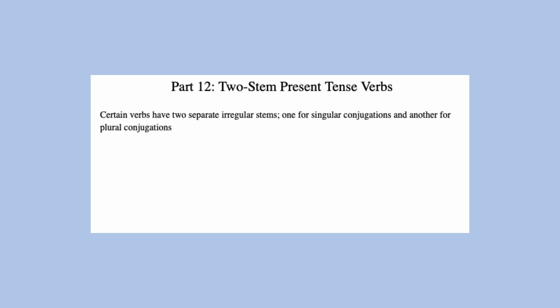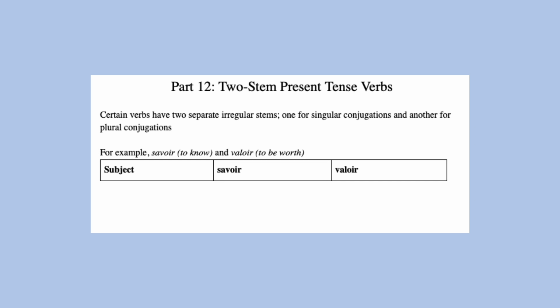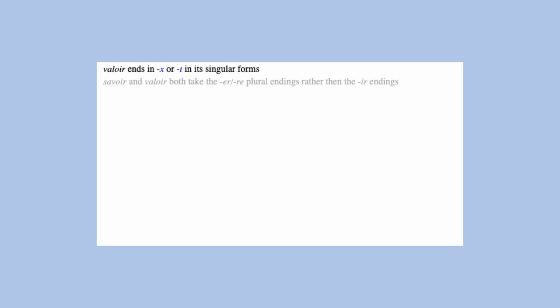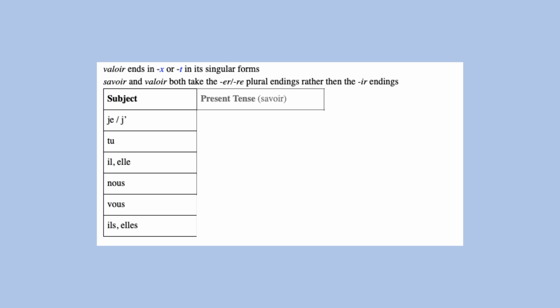Some verbs have two separate irregular stems, one for singular conjugations and another for plural conjugations. For example, the verbs savoir and valoir. Valoir and savoir have their own types of irregular endings as well.